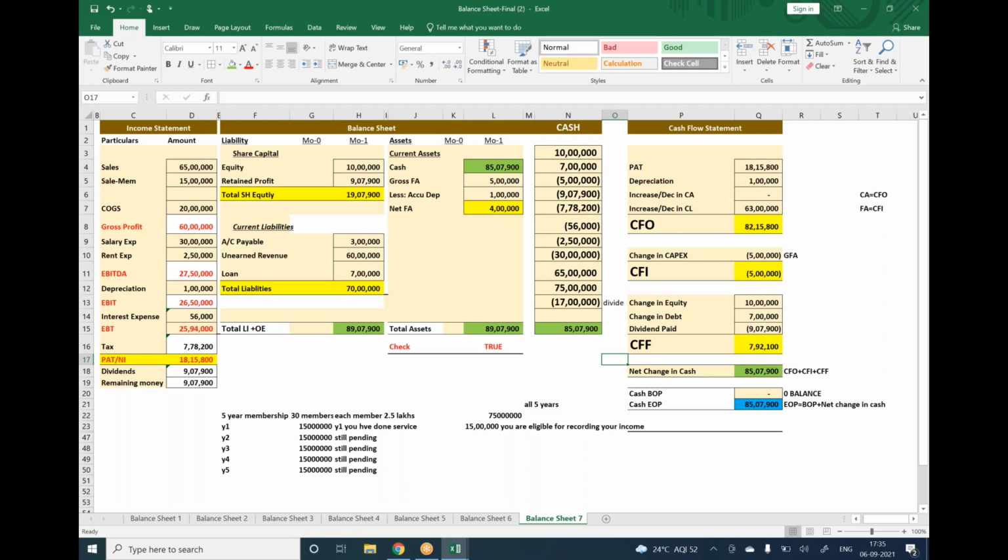Why didn't we account interest paid in financing just as we did with dividends? That's a good question. I'll tell you why.